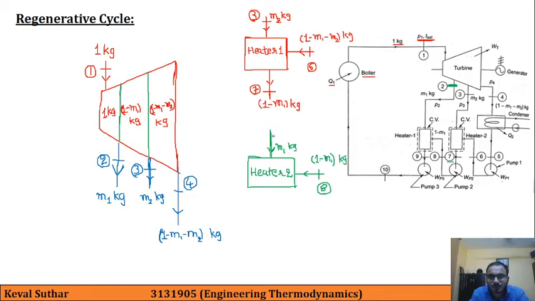So this will be point number 2, and here once it is passing through this heater, the quantity which will be exiting is 1 kg at point number 9.